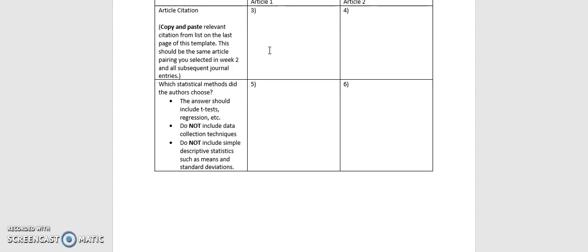Okay. So some examples are 1 sample t-tests, 2 sample t-tests, paired sample t-tests, regression, chi-squared tests, things like that. And don't include data collection techniques. Okay. Don't include any sort of survey scaling that they use or anything like that. All right. Also, don't include simple descriptive statistics like means and standard deviations. We want advanced statistical techniques, well, relatively speaking, such as the different types of t-test, regression, chi-squares test, Fisher's test, and so on.